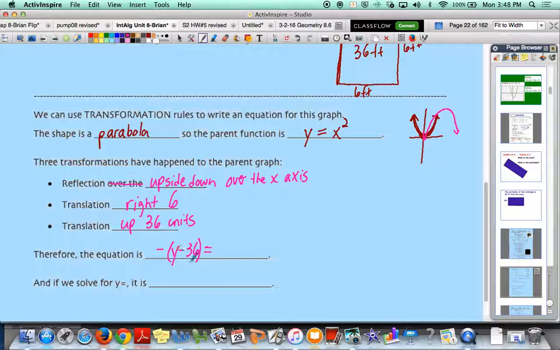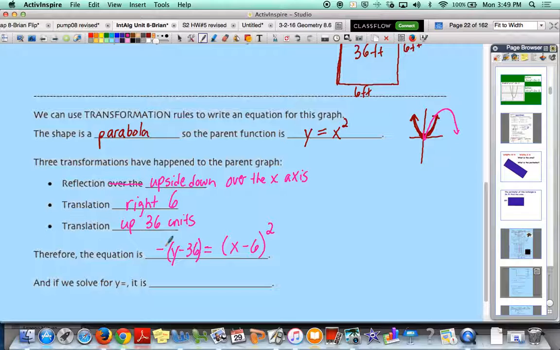And if we added it over to the other side, you'd see a plus 36. But when we talked about it a number of units ago, we did all our transformations with the variable that it goes with. And then we had something happening here where it went right 6. So again, the opposite rule is that you actually will subtract 6 from the x to make it go right 6. And don't forget the little squared symbol. All right, so that should be our equation. We've got the right 6, we've got up 36, and we've got it flipped upside down.